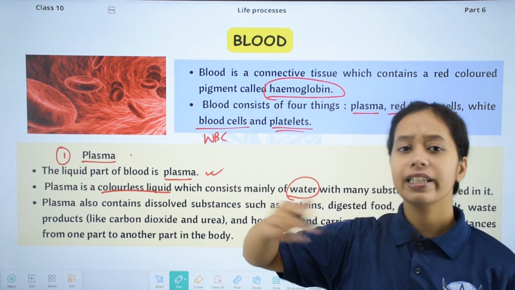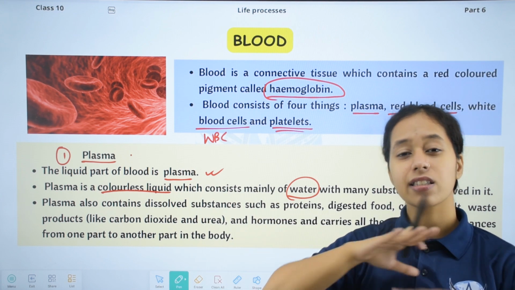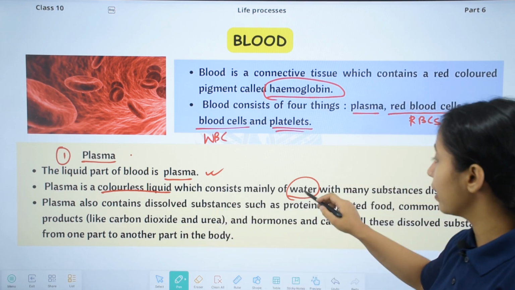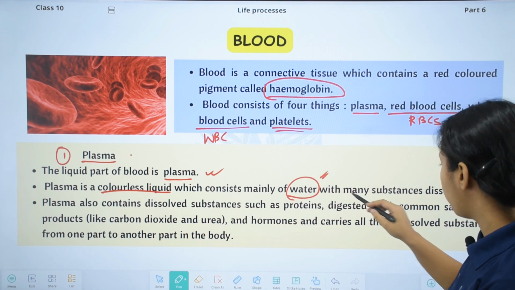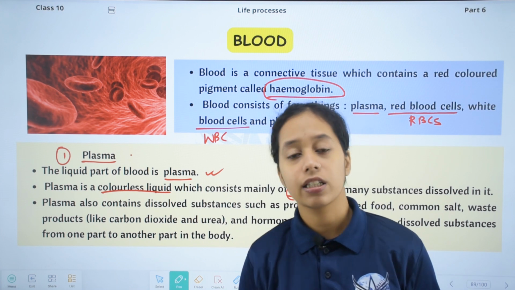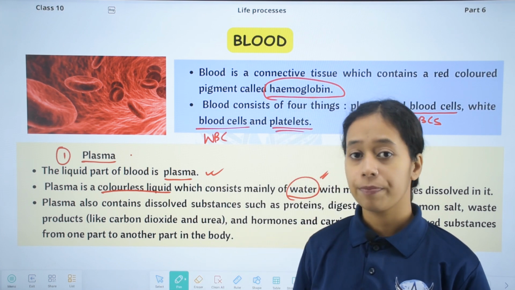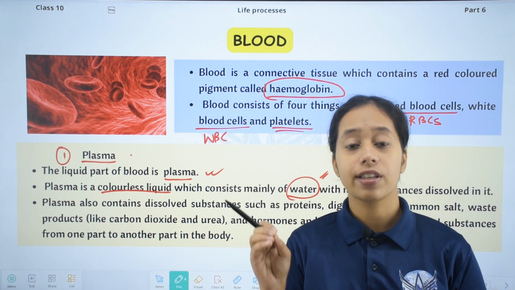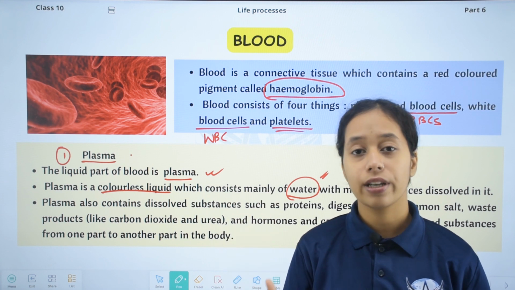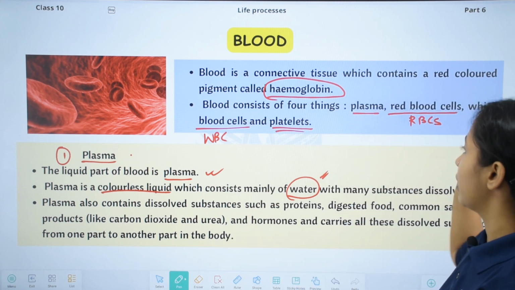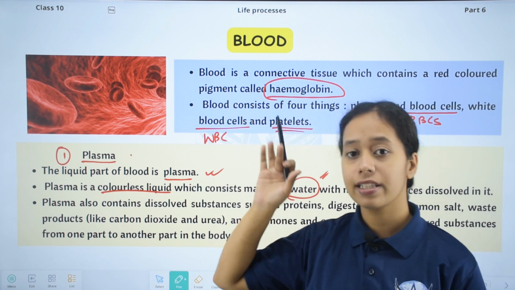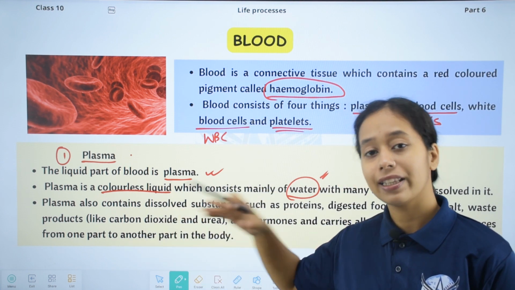The major component is water, and there are many things floating and suspended in it, which consists mainly of water. Many substances are dissolved, suspended or floating. All the other things, red blood cells, WBCs, are present in the plasma.